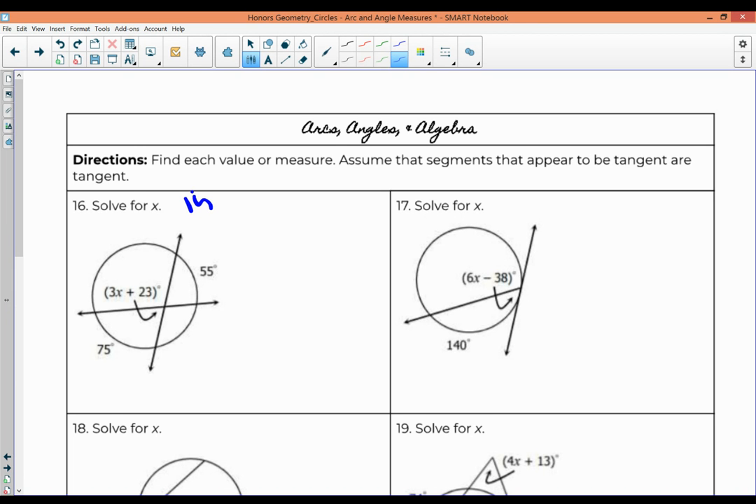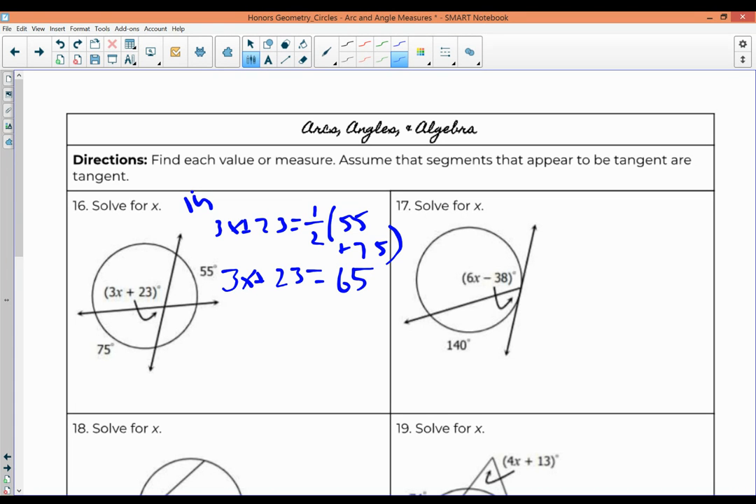So I know that I'm going to use that first formula where the angle 3x plus 23, again, I apologize for the handwriting, is half of the sum of the two arcs. So that's 55 plus 75. So that's my initial setup. Then I have 3x plus 23 equals, plug that in, 65.